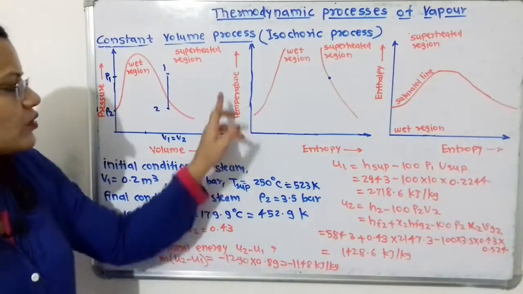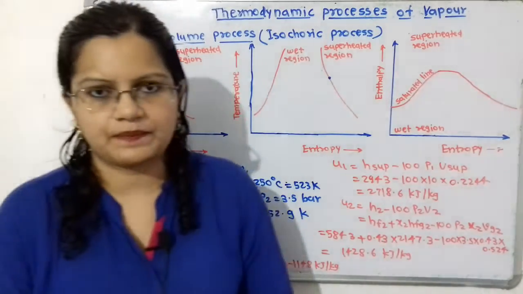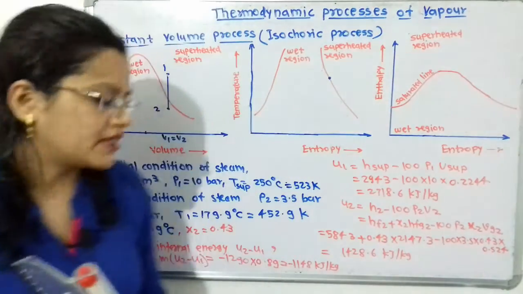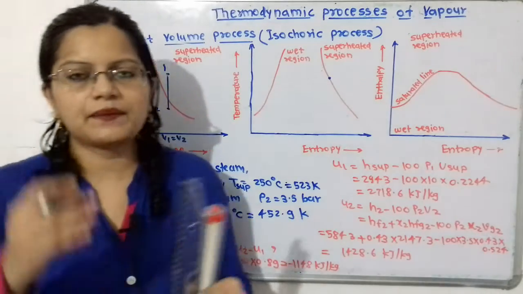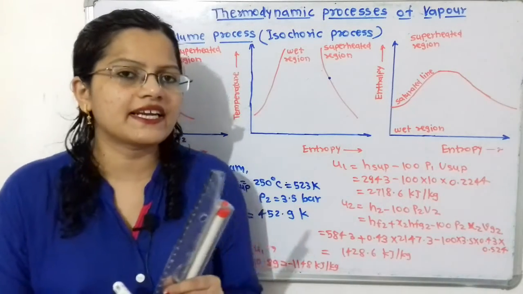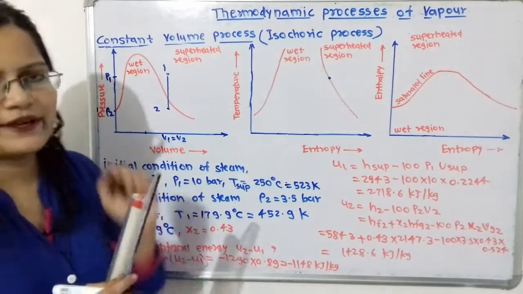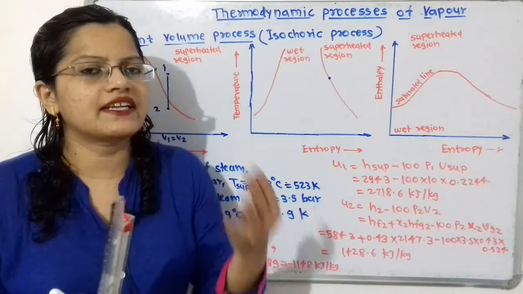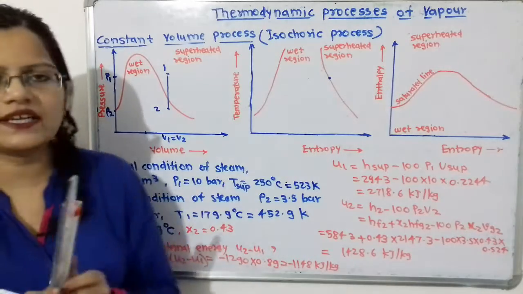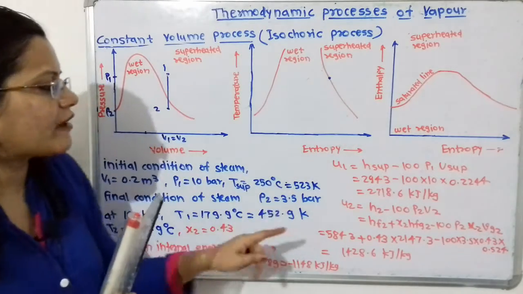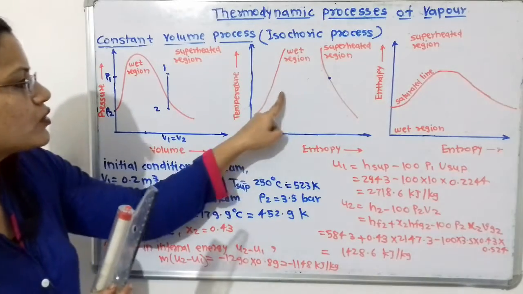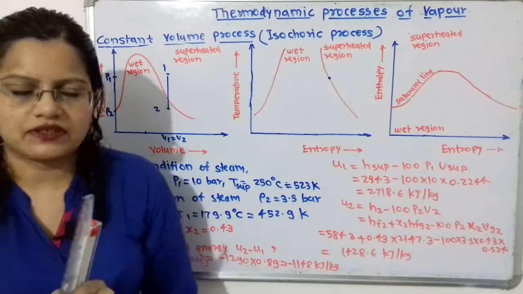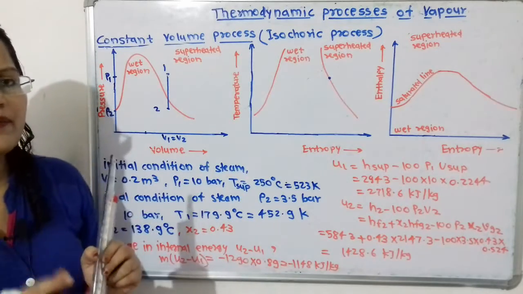Now we will show this on the temperature entropy diagram. It is important to show because the negative sign is there. That means internal energy is getting decreased from point 1 to point 2. Whenever the internal energy is decreased, heat is getting removed and entropy is also getting decreased. So we have to show here, from point 1 to point 2, a decrease in entropy as well as a decrease in temperature.